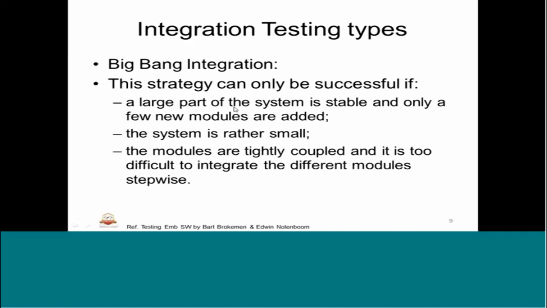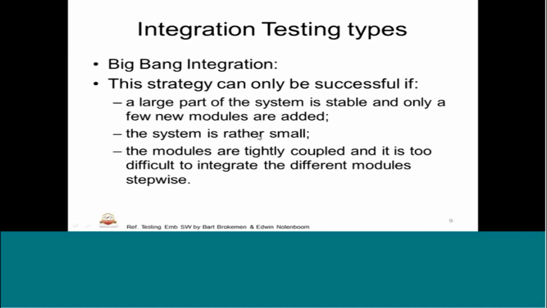So a large part of the system is stable. I mean, we know that the system is working. We don't want to break it, but some features or some modules are added, or some components have been taken out or modified. So what we will do, we will verify that data interface or those aspects which are being added or modified only. So we take the Big Bang integration strategy for those basically.